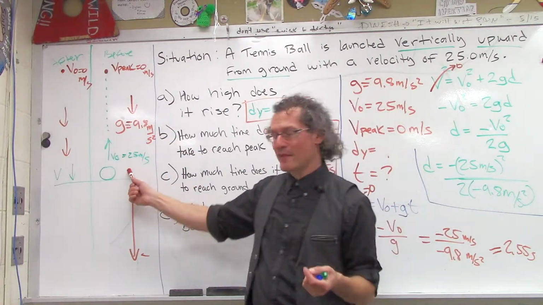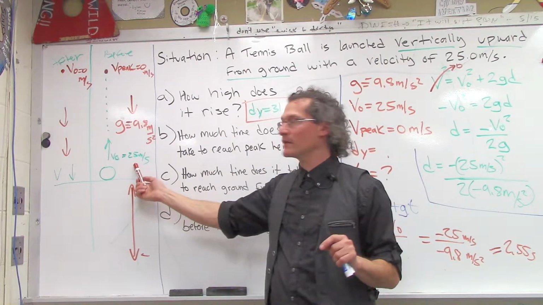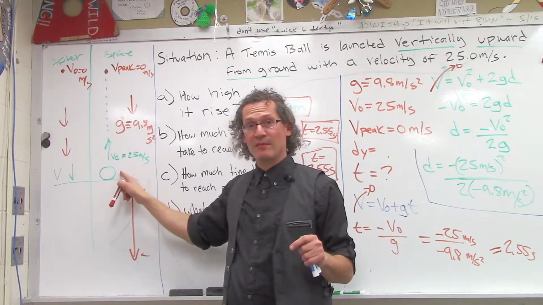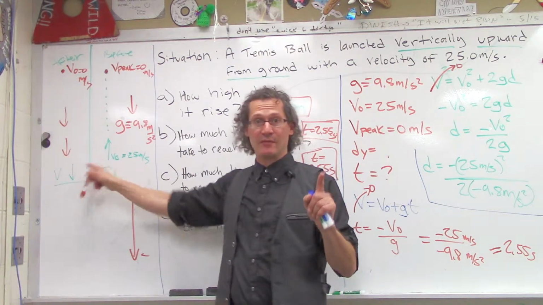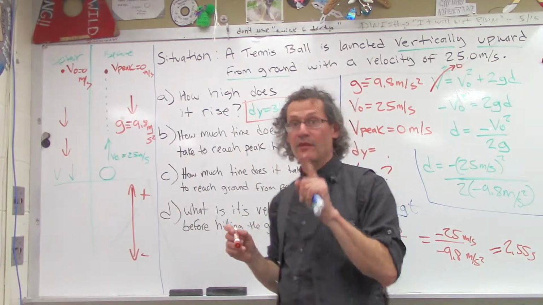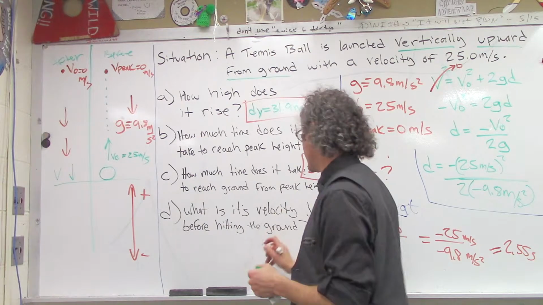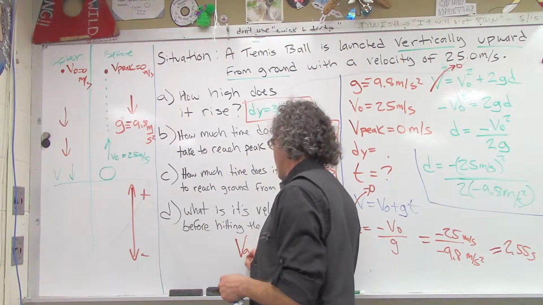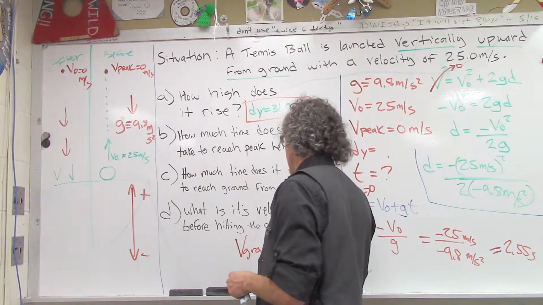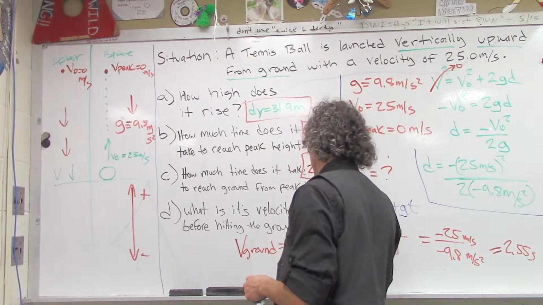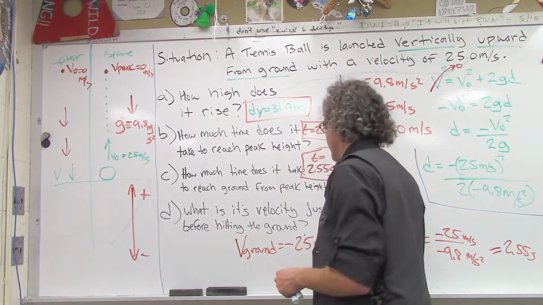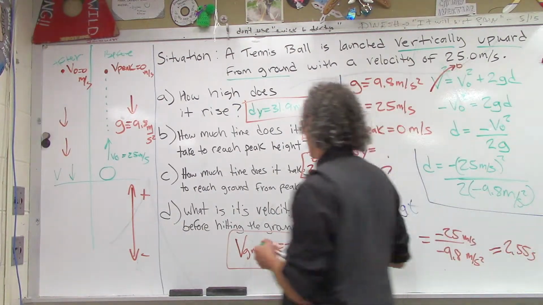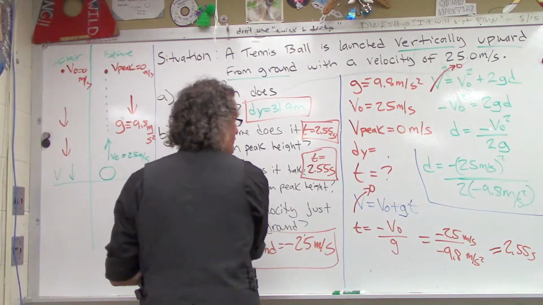The up velocity is 25 meters per second. The down velocity just before hitting the ground at the same place has to be exactly the same due to symmetry. But the direction changes, so therefore it's negative. So the velocity here at the ground is equal to negative 25 meters per second. Okay, let's prove that out.